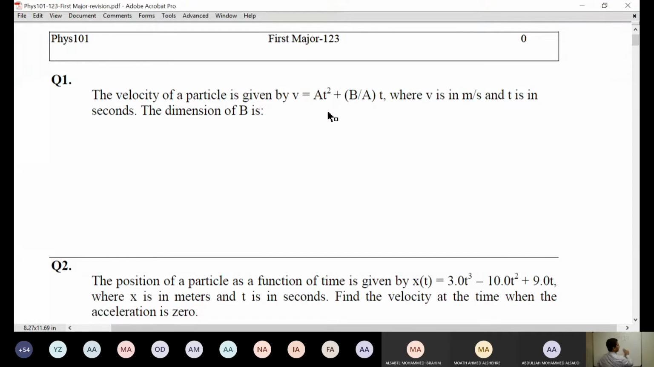Another related example for the dimensions is that if you have the exponential e, and the power of that is t divided by a. Again here, what should be the unit of a?